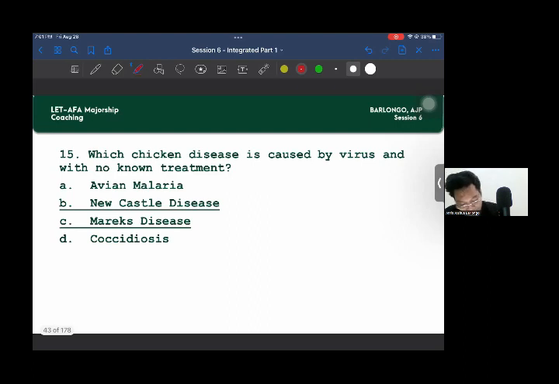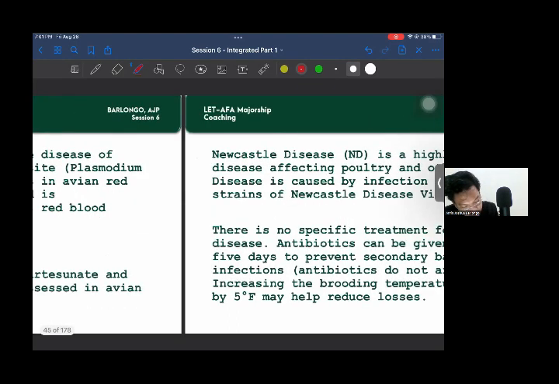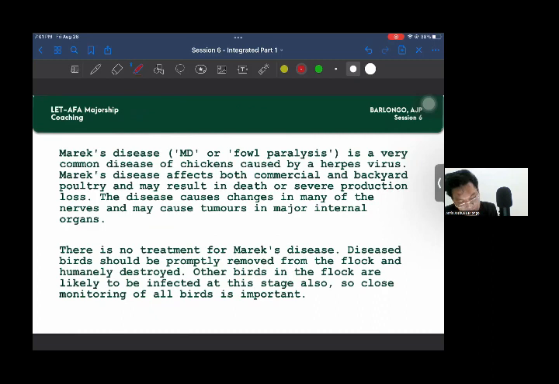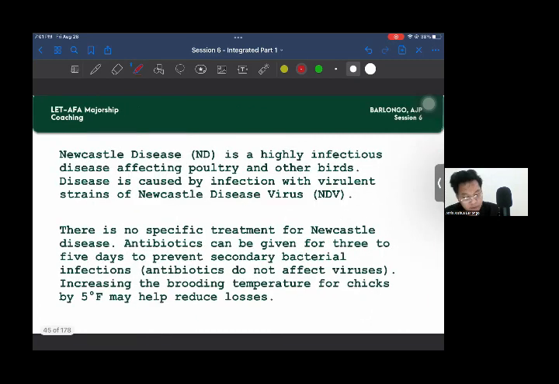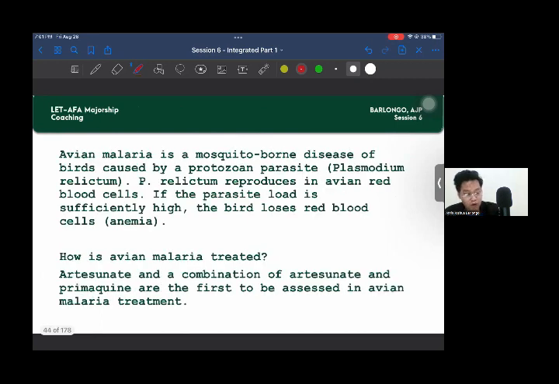Okay? So the answer is either B or C. Wait nga, I will check pa rin muna. Okay. So it's either B or letter C. So yan, tignan natin sila isa-isa. So avian malaria. Malaria is a mosquito-borne disease of birds caused by a protozoan parasite. So the causative agent for this is a protozoan parasite.